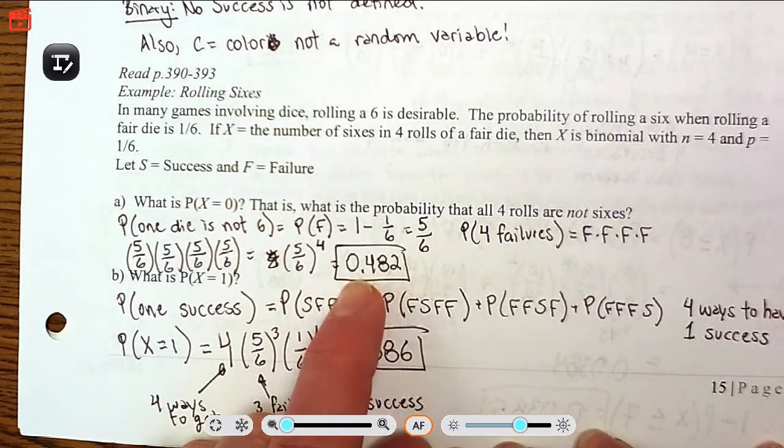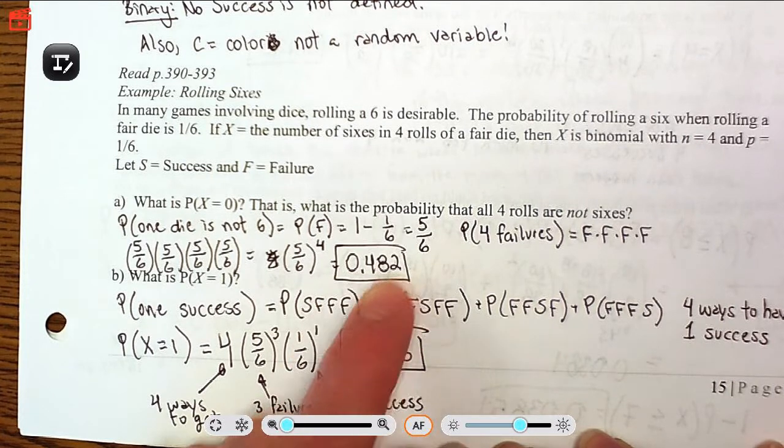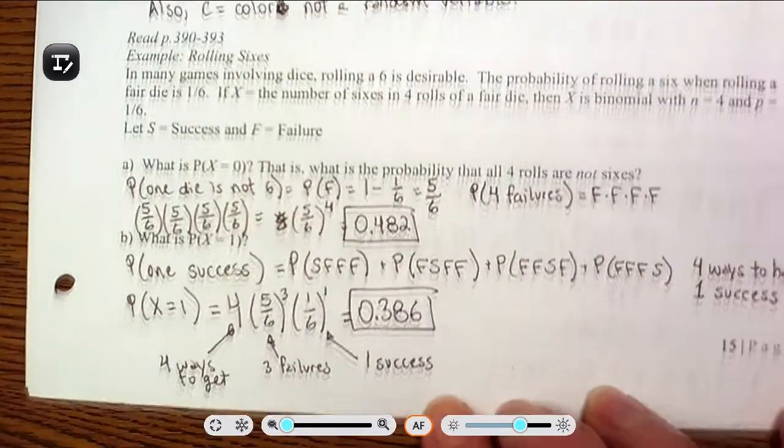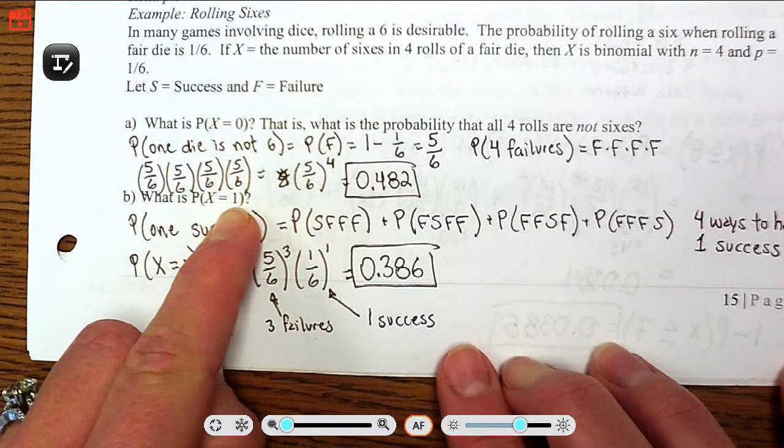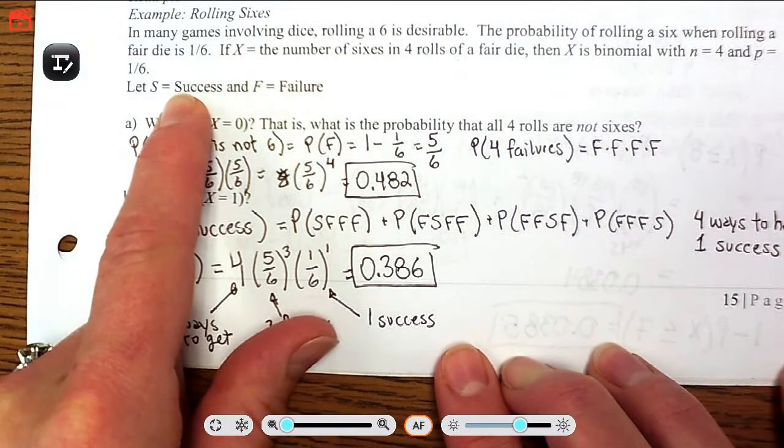So there is a 0.482 probability of getting no 6s in 4 rolls. What is the probability that x equals 1? That doesn't mean that you roll a 1. That means that you get 1 success.